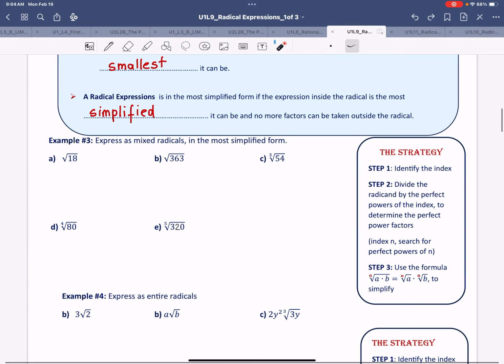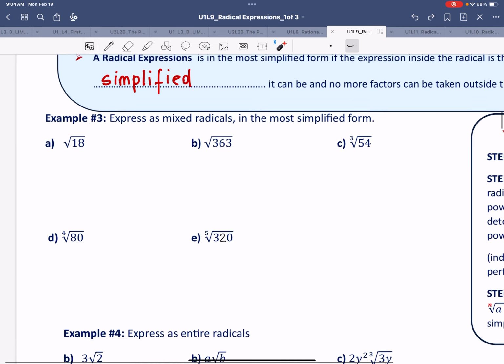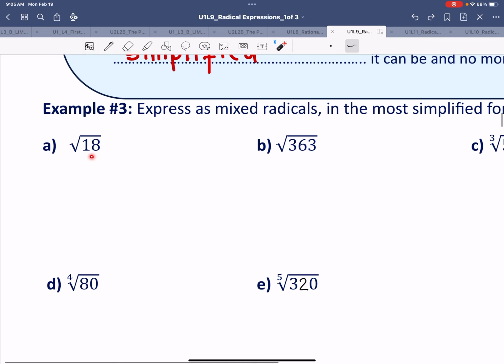And that's what we explained here in the next step. We have to identify the index and then divide the radicand by the perfect powers of the index, which means that we're searching for the factor. So 18 divided by the perfect power of the index, 9, gives 2. So the two factors will be 9 and 2.